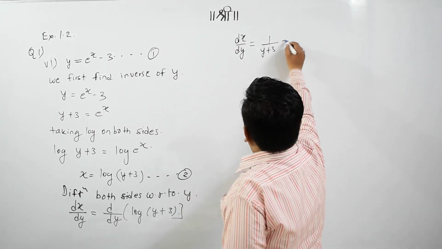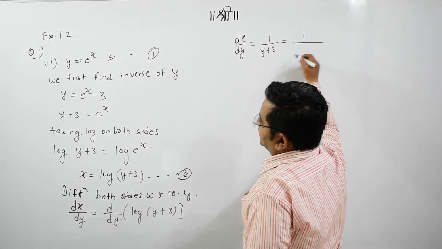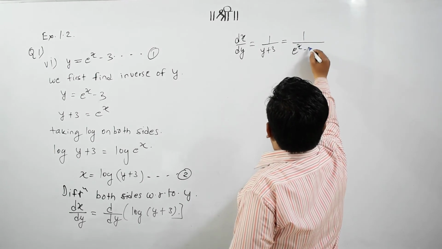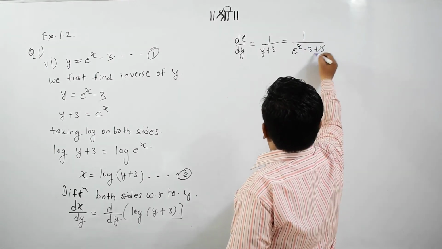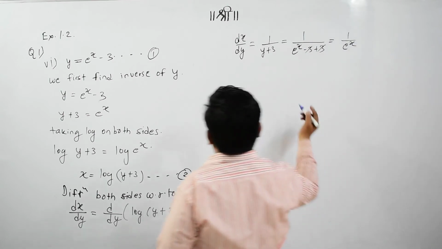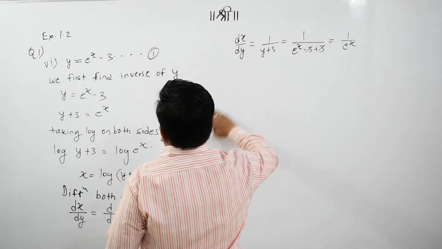Okay, so I would like to substitute afterward, but I am doing it over here only. So y, what is the value of y? e raised to x minus 3 plus 3. So this will get cancelled and this will remain as 1 upon e raised to x. Now again take the value.